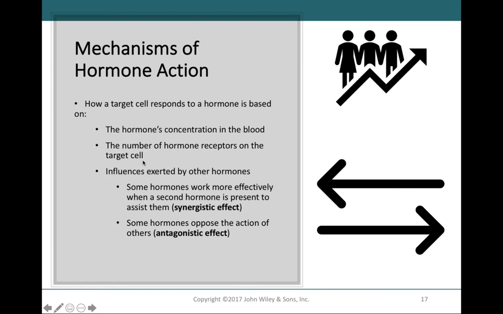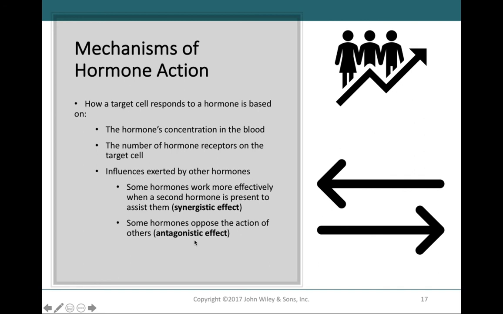But if a target cell only has a few receptors that can be found on its surface, once we've maxed out on the amount of hormones that are binding to those receptors, we're not going to be able to increase that response until we upregulate that receptor. The last factor here that's a little bit more complex than the others are the synergistic and antagonistic effects of particular hormones. When the effect of two different hormones acting together is greater than the sum of their individual effects, we say that those two hormones have a synergistic effect. Conversely, if two hormones oppose the action of each other, we say that those two hormones have an antagonistic effect.